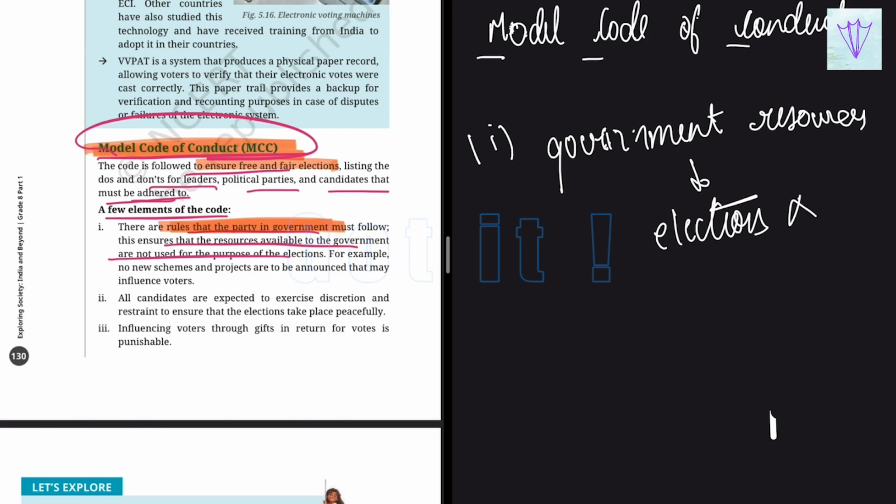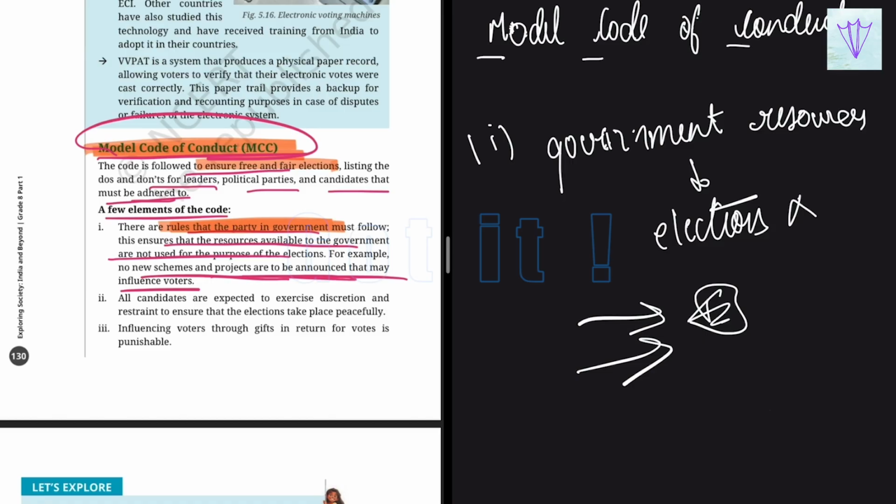For example, no new schemes and projects are to be announced that may influence the voters. For example, the elections are already announced and the date is coming too close. Then the government releases some new schemes or gives money to the people in the name of some new scheme. That influences the voters, which indirectly affects the opposition or the people who are contesting in the elections. It is unfair because they're in the government and they are giving money to the people in the name of a new scheme. So this is not allowed in the Model Code of Conduct. This is against the Model Code of Conduct.